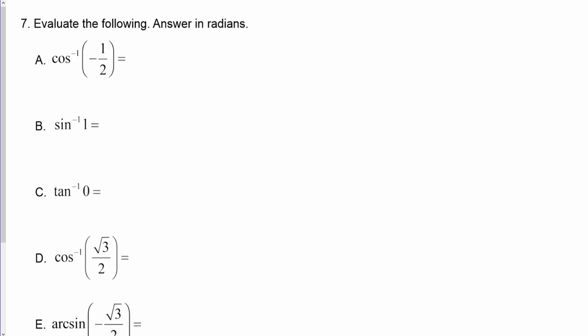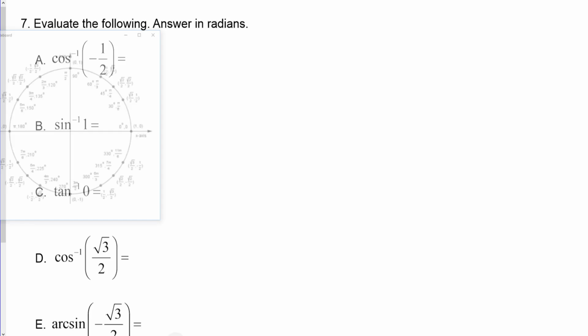Number 7. Evaluate the following, answer in radians. So here we're going to evaluate some arc cosine, arc sine, and so forth. So inverse trig functions. And of course we'll use the unit circle that we have prepared to do that. And the only thing we have to worry about is which quadrants we're answering with. So cosine related functions we answer in quadrants 1 or 2, and then for sine and sine related functions it's going to be in 1 or 4.